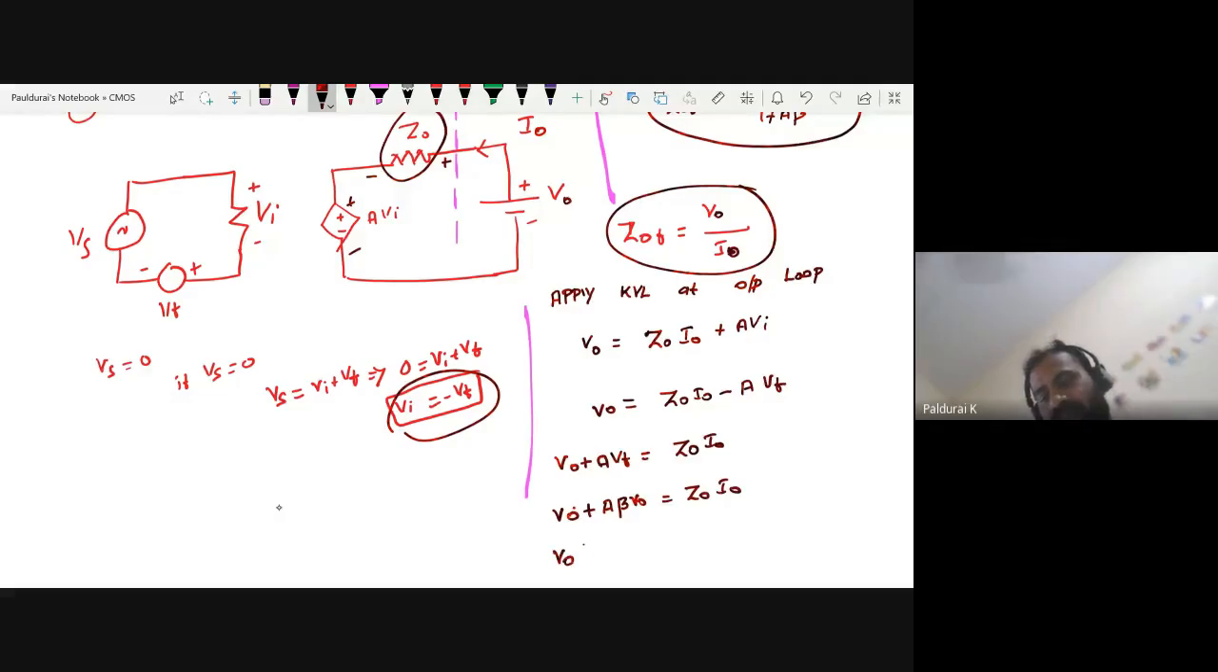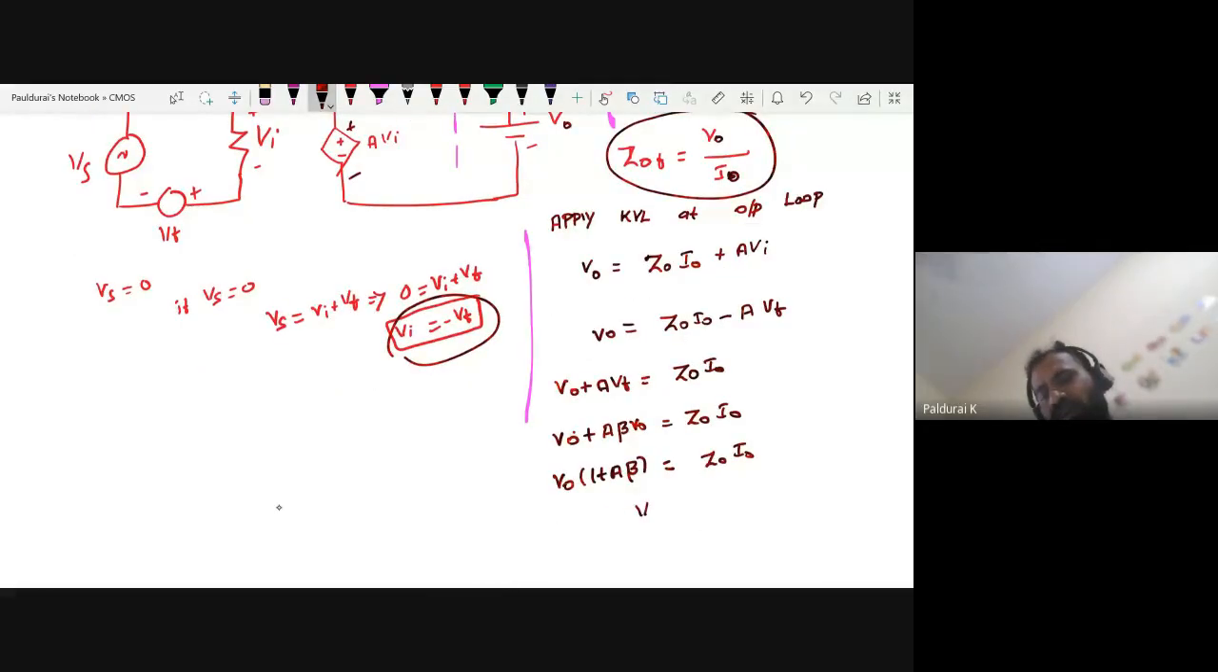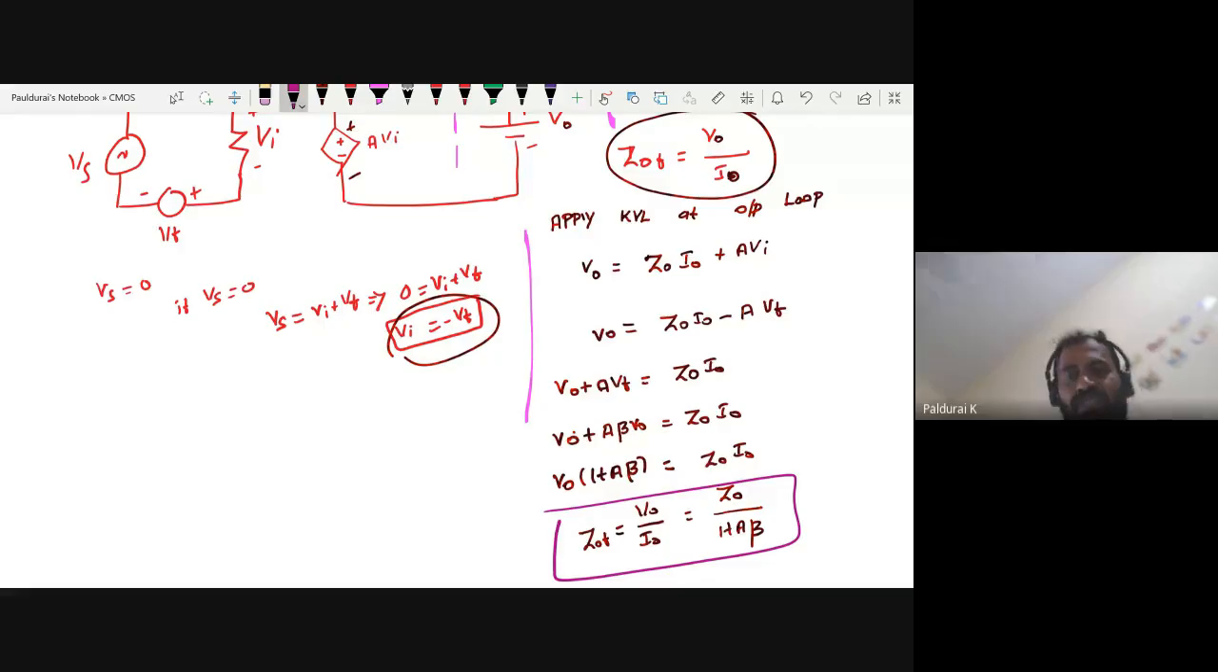Take Vout as common. It becomes 1 plus A beta times Vout equals Z_O Io. We are looking for the ratio between Vout and Io. That is my required output resistance with feedback, which equals Z_O over 1 plus A beta. So this is what we were expecting, right? So just apply the procedure: kill all the independent sources, open the load, and apply the test signal.